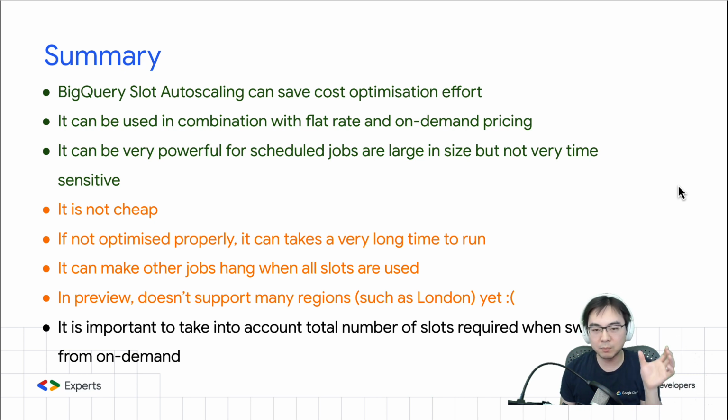So that's where you want to think about the baseline, putting in just enough capacity so you don't get everyone waiting for ages trying to run their queries. And if you don't do this properly, it can make other jobs hang when all slots are used. If you put 500 in there, and all 500 are used by one single large job, then all the other people have to wait because it's all queued, right? So this is very important to keep in mind.